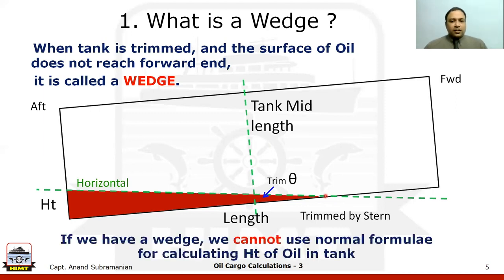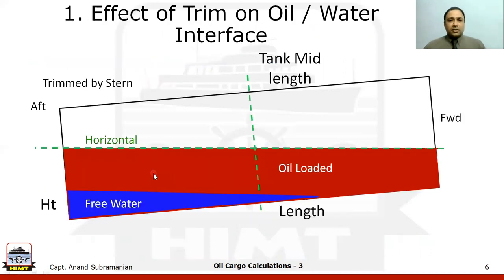If we have a wedge, we cannot use the normal formulas we used earlier, because now when the trim is changing, the horizontal surface is not pivoting around the midpoint, it is pivoting around some other arbitrary point, which is not easy for us to figure out. That is the reason why we cannot use a normal formula for calculating the height of the oil in the tank, and that is why we have to refer to what is called a wedge calculation. Now this condition happens at the completion of discharge when you have very little quantity of oil. A similar condition can also happen during loading time.